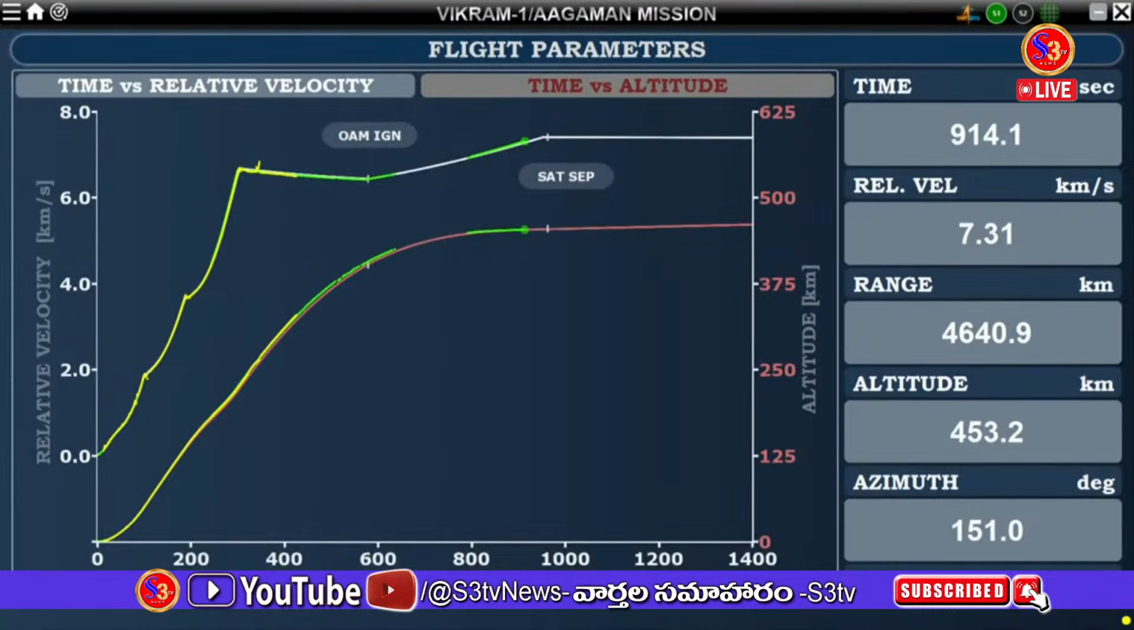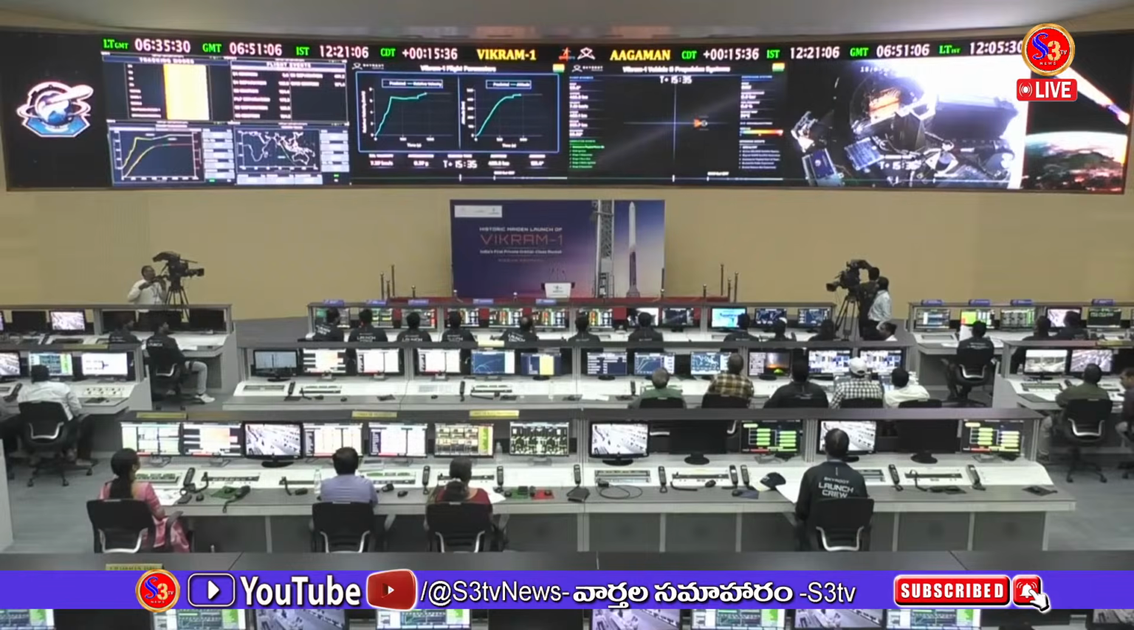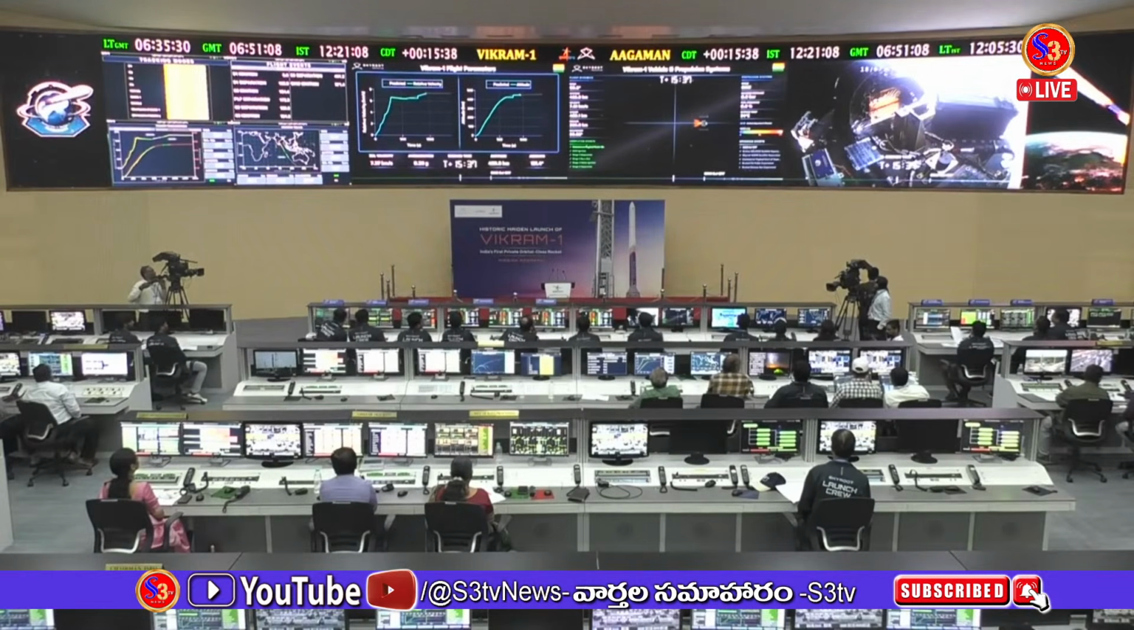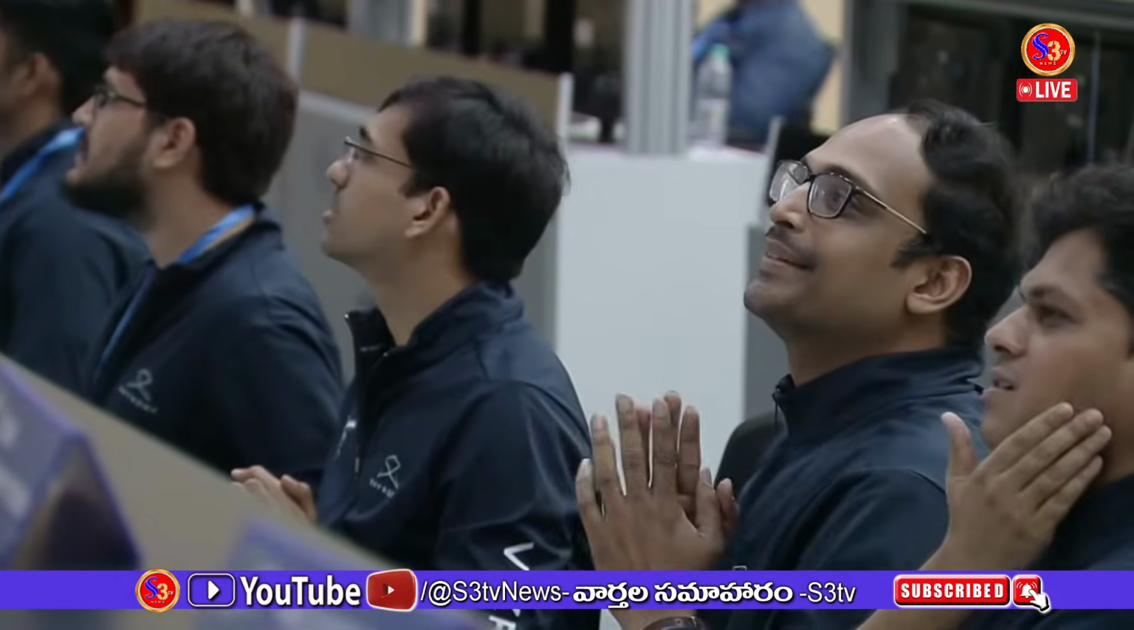Yes, and it's traveling at 7.3 kilometers per second at an altitude of 453 kilometers right now. So coming back to the regenerative cooling point of things, the tiny tubes around the thrust chamber of the engine essentially have fuel pumped through them.